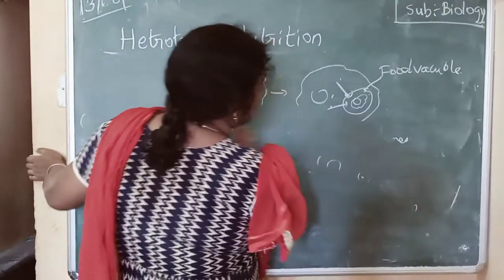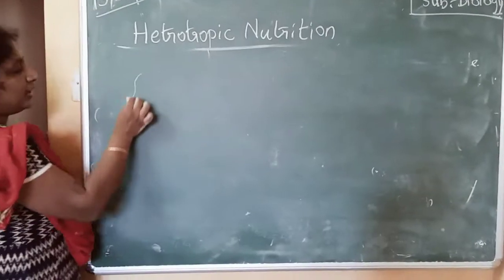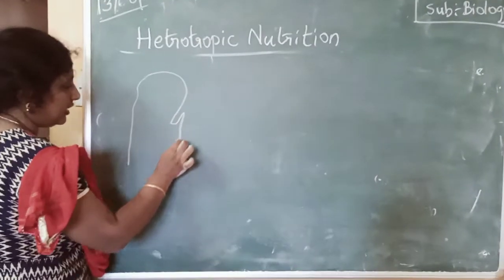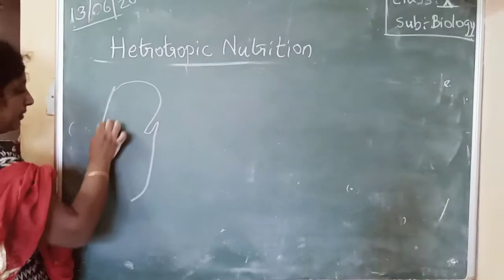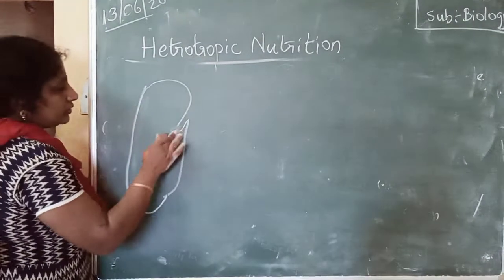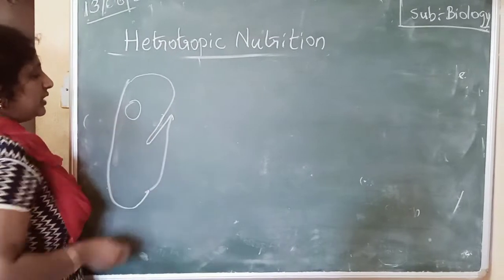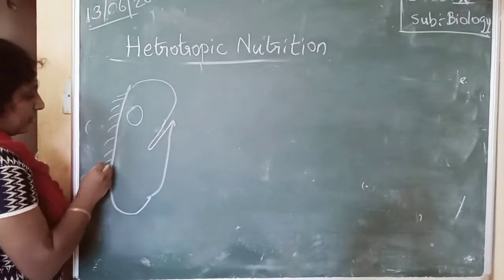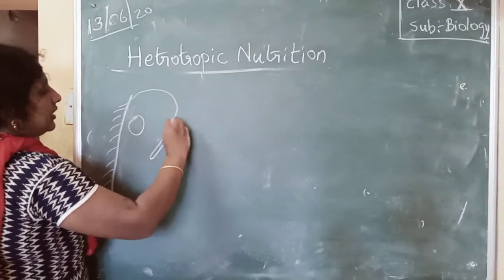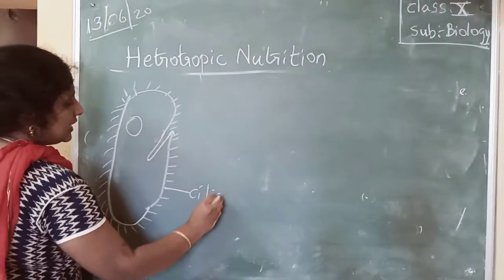Next, one more example for Holozoic nutrition is given, that is paramecium. Paramecium is also a unicellular organism and it is oval in shape. The body of paramecium is covered with hair-like structures called cilia.